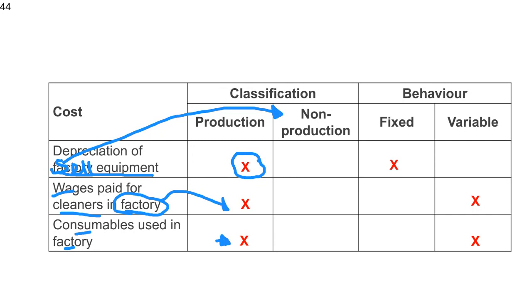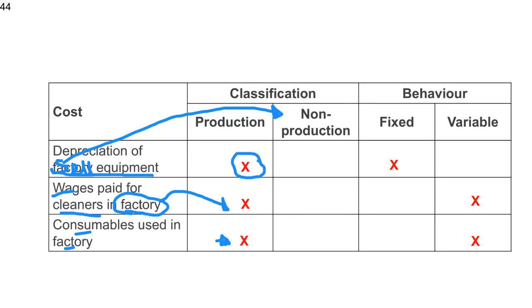So if we have a cleaner that does 60% of the work in the factory, and the other 40% they clean the finance department, then we would have to split those wages. 60 goes to the production, and the other 40 goes to non-production, or goes to other expenses on the income statement. Can you see that, right? So there might even be a situation where we have to split these costs between production and non-production. Now let's just talk about fixed.